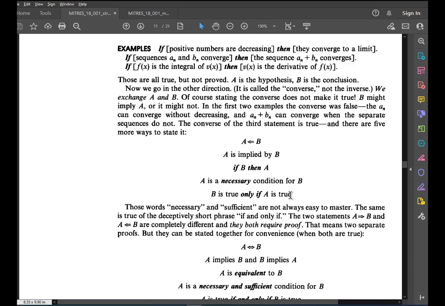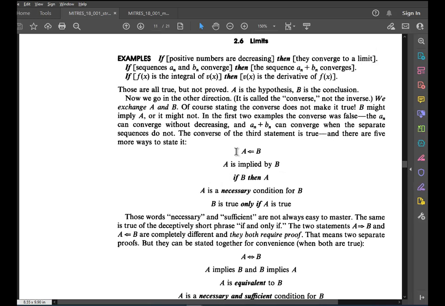So one way you can do this is take the example of Colleen and Texas. If I'm in Texas, I can't conclude that I'm in Colleen. But if I'm in Colleen, then I'm certainly in Texas. So if I'm in Colleen, then I'm in Texas. On the other hand, I can only be in Colleen if I'm in Texas. So B is being in Colleen. Being in Colleen is true only if A is true, A being in Texas.